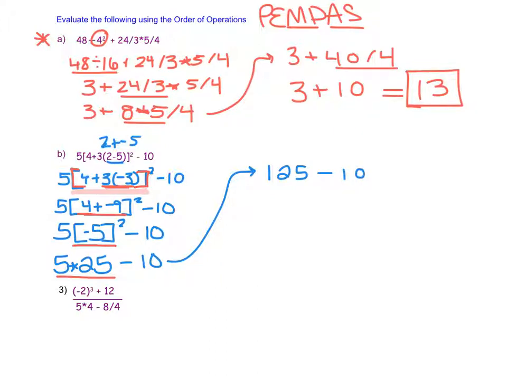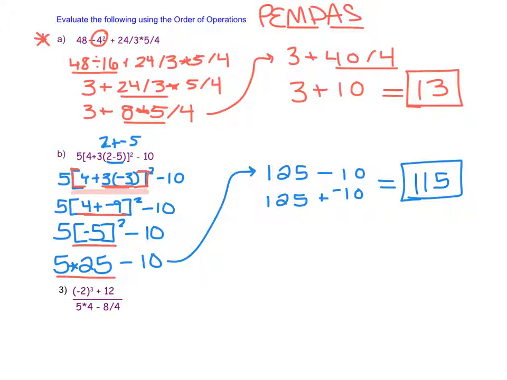Now if I didn't like the subtraction, I could change this to 125, keep, change, plus a negative 10, but my last operation here is addition or subtraction, and these both will result in 115.